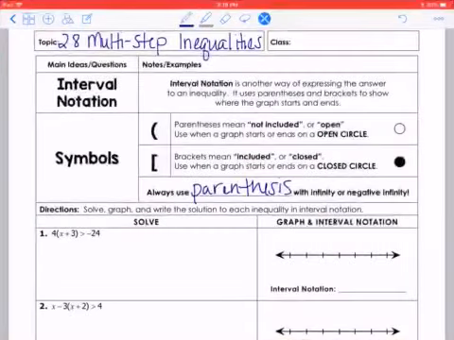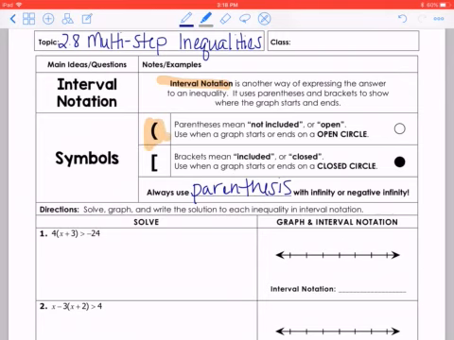Hey Algebra 1. So today we're going to do 2.8, solving multi-step inequalities, and there is some information for us to review at the top. The big thing for today is we're going to be using something called interval notation, and it's another way to express our answers of an inequality.